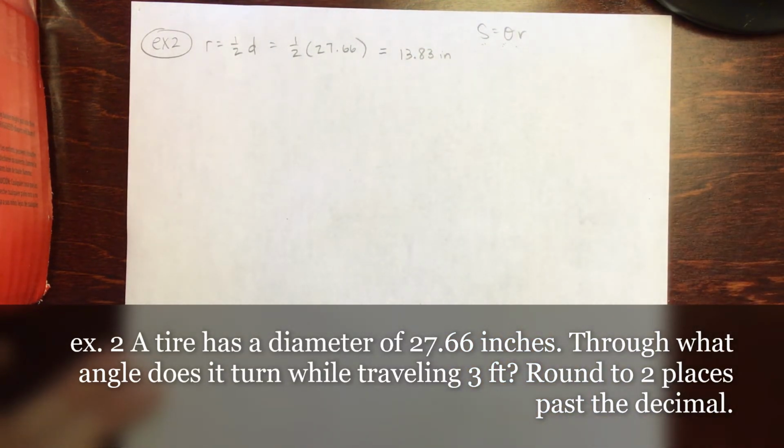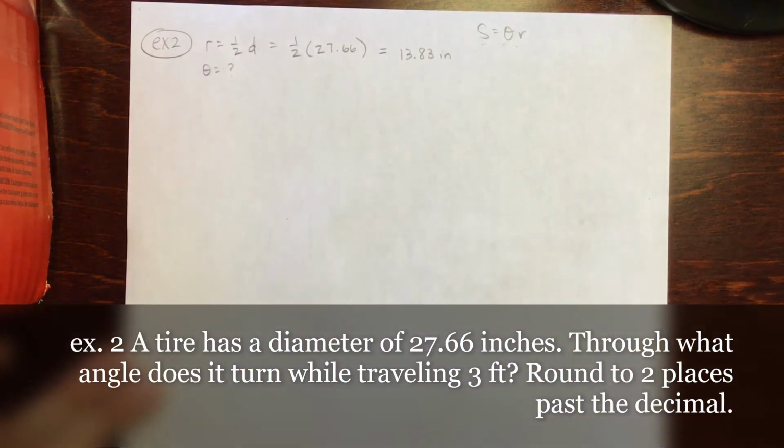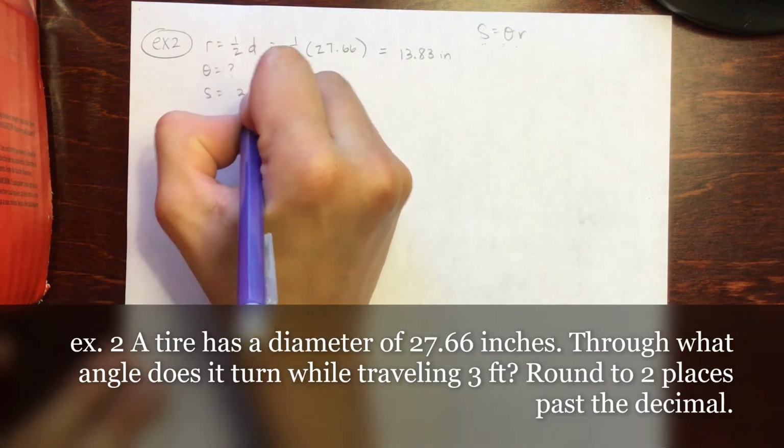Okay, through what angle does it turn? So we don't know what theta is. Through what angle does it turn while traveling 3 feet? So that's the edge of the tire rolls 3 feet. So they're telling you what S is.